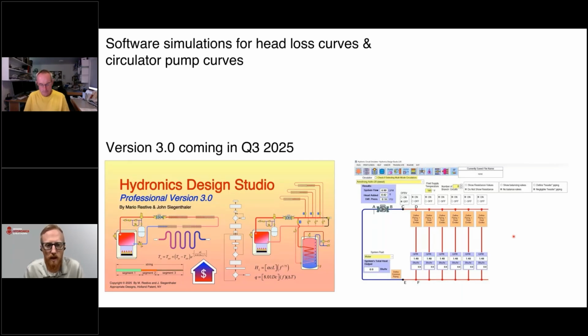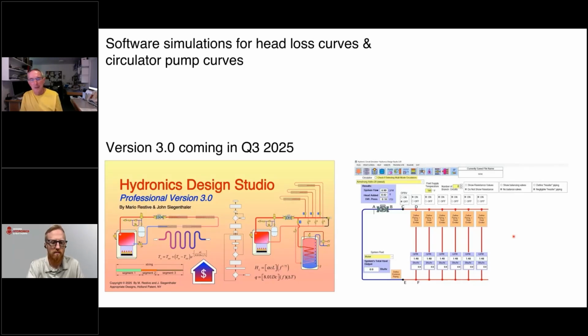Okay, thank you. How many different flow rates does the circuit need to be tested at? I would say anywhere from 4 to 6 or 7. I don't think it's worth going to 10. I mean, you can always create more data points.